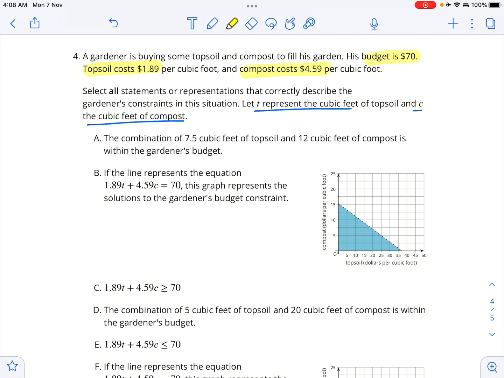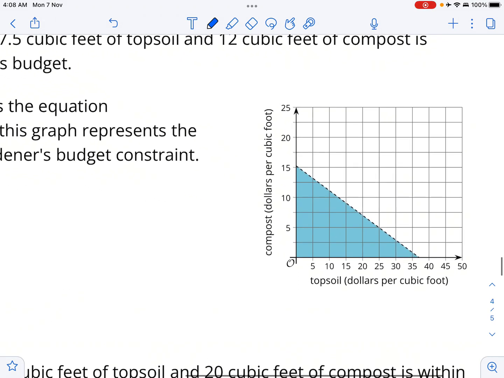So A, the combination 7.5 cubic feet of topsoil and 12 cubic feet of compost is within the gardener's budget. So we could substitute, or we could just look. 7.5 is right in the middle here. For 12, these are going up by 10, so this is 12.5, so it's going to be a little below. It looks like that's really close. I might actually want to check that point to see if it works.